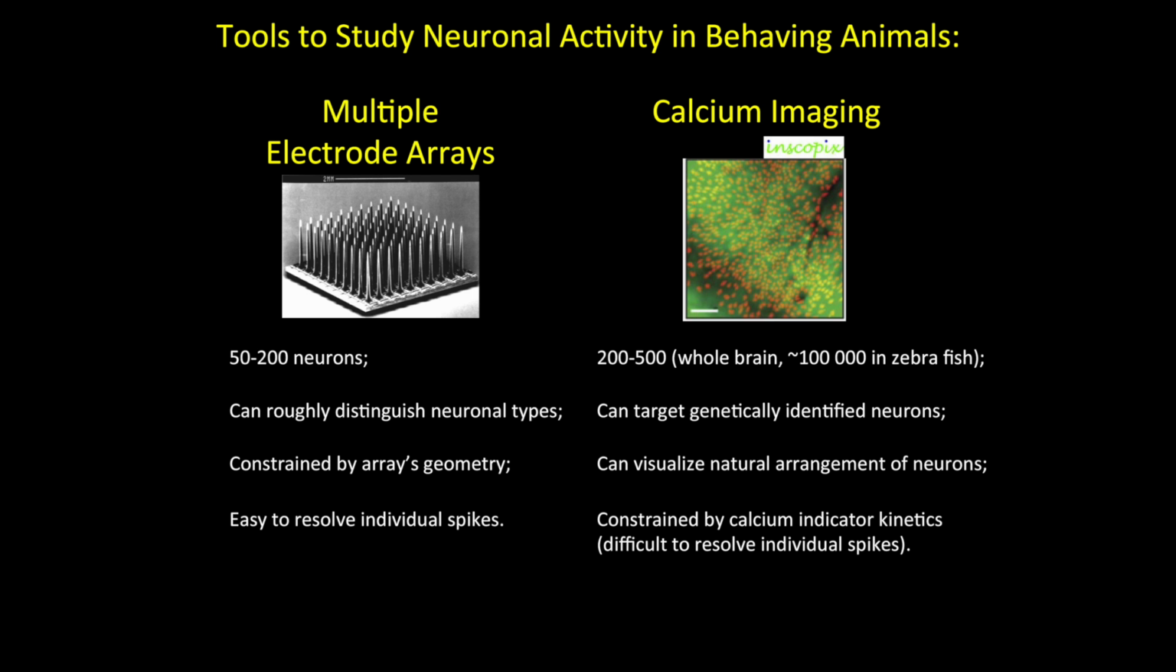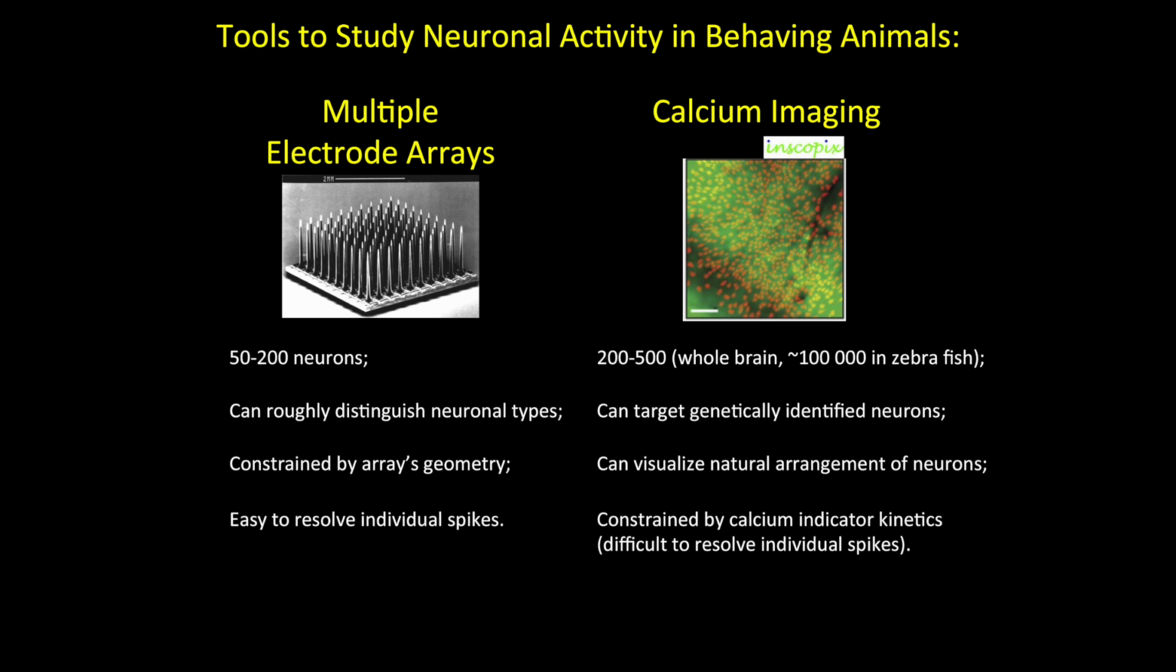The multiple electrode arrays are often constrained by the array's geometry. Therefore, you can record neuronal activity only at the very tip of each electrode. Calcium imaging allows studying a more natural arrangement of neurons in the visual field. However, the flip side of this is that often, to expose the optical field, you have to make a cranial window and oftentimes remove the overlying tissue to expose the area of interest. The multiple electrode arrays are somewhat less invasive in this respect.